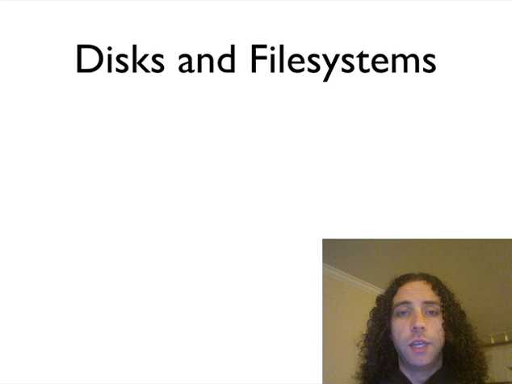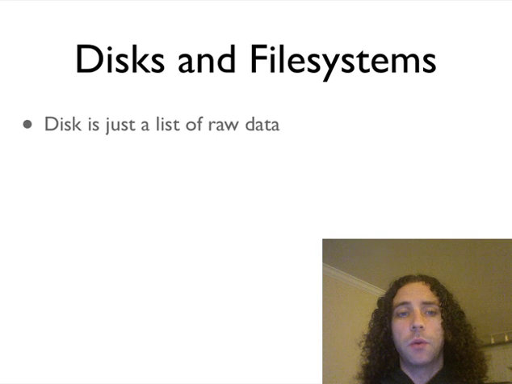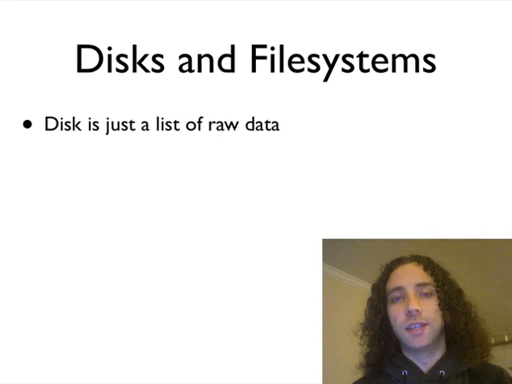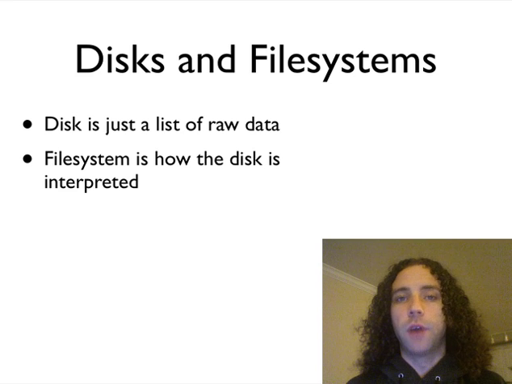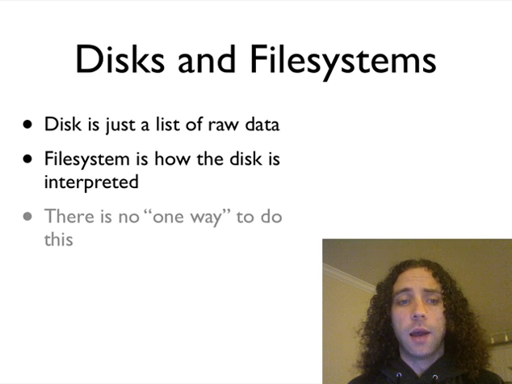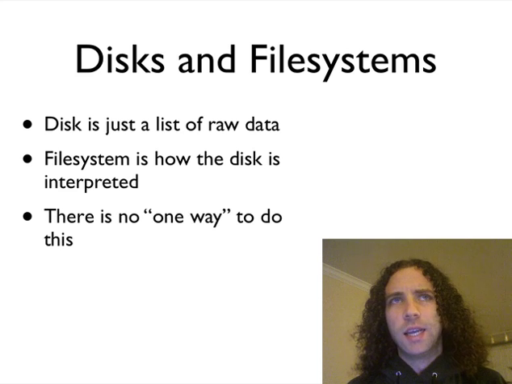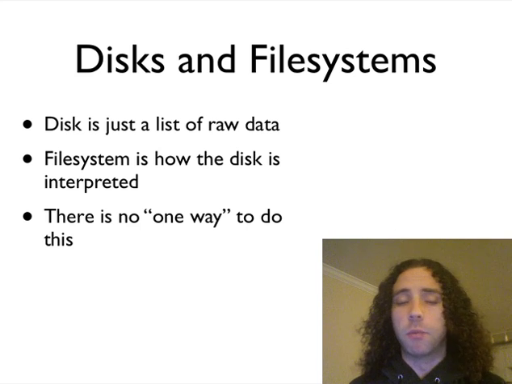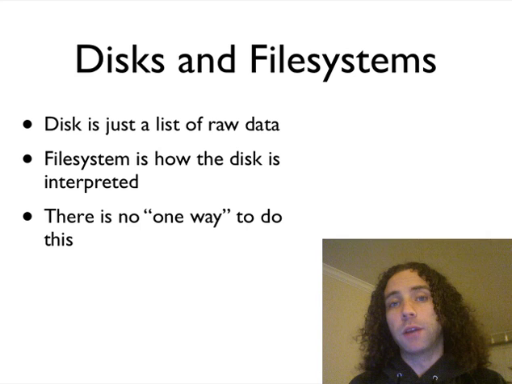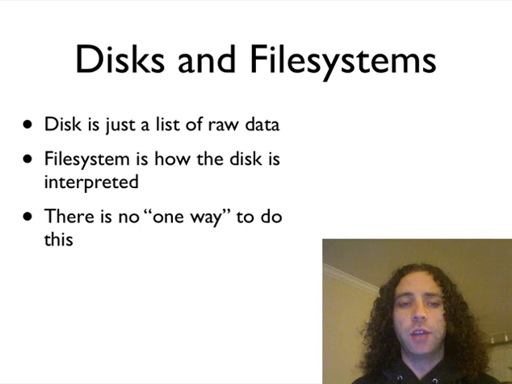Now, to get onto disks themselves and how file systems are structured over them. Really, a disk is just a list of raw data. The file system just sees a list of data entries, and it is how the disk is interpreted into the hierarchical file system you interact with from the application. There's no one way to do this. Historically there have been countless ways of approaching this, and people still come up with more today to solve new problems or to better solve old problems as new realities change.